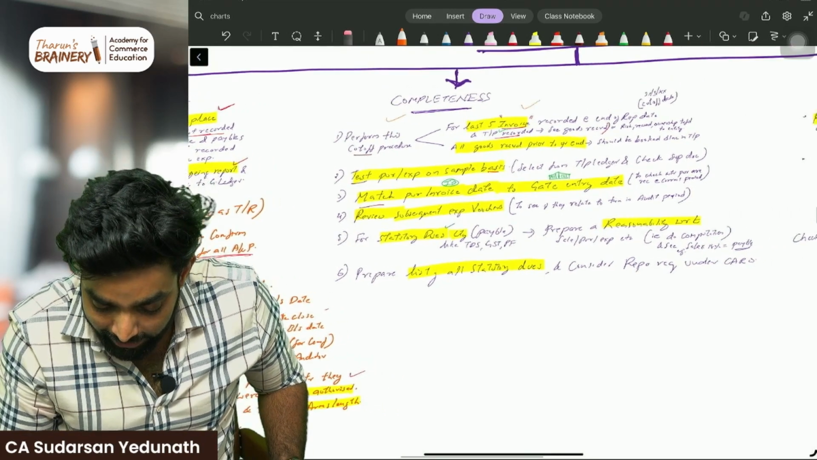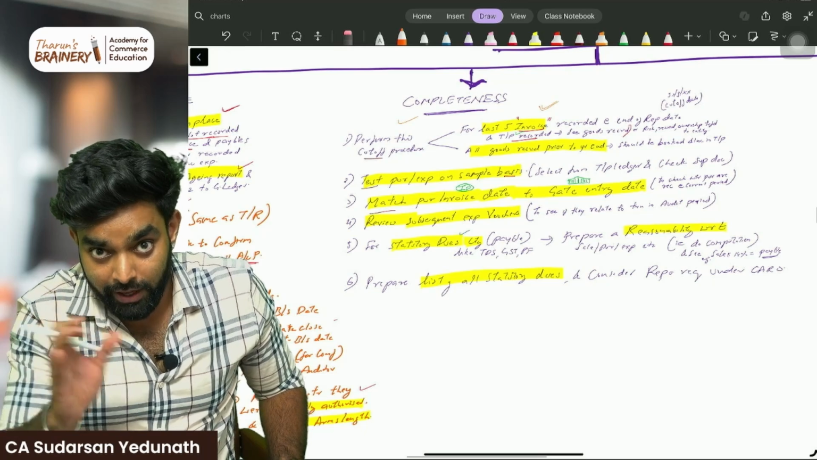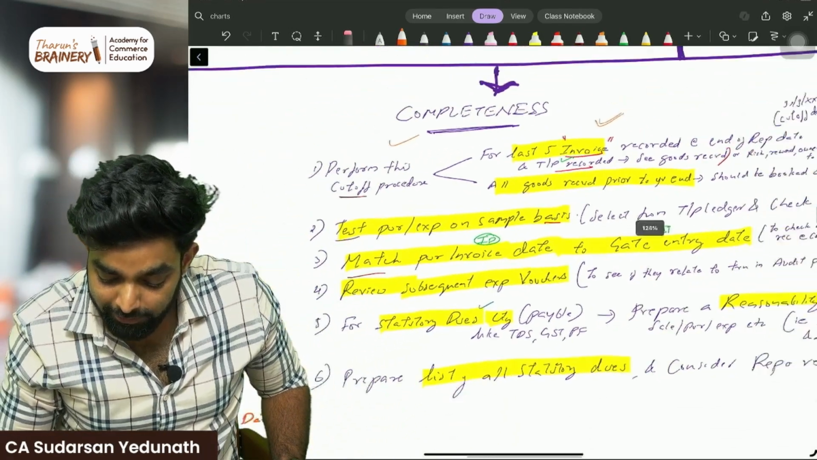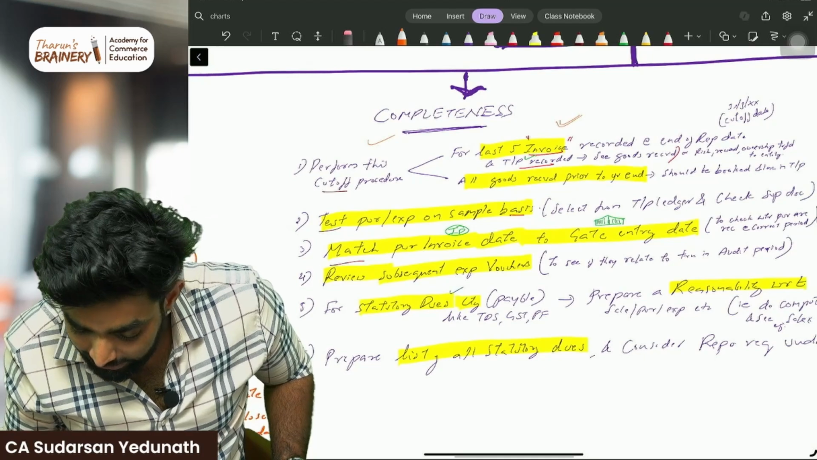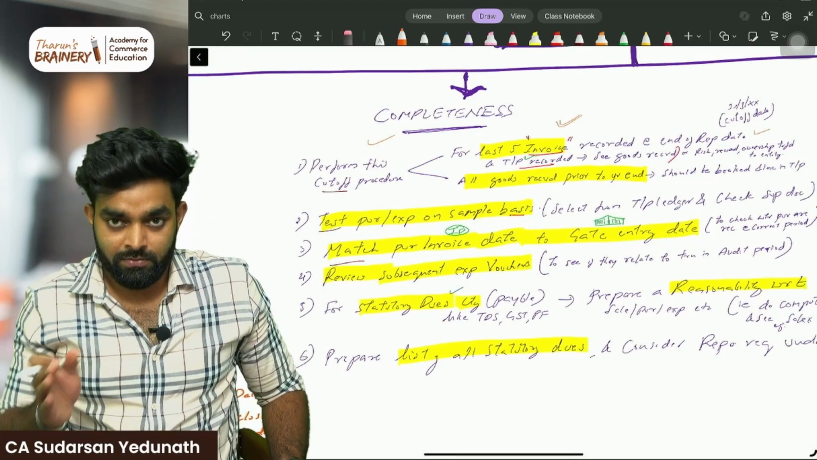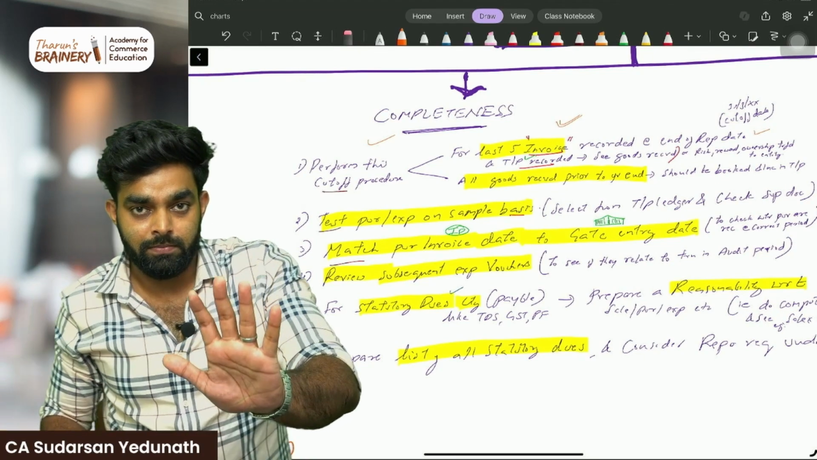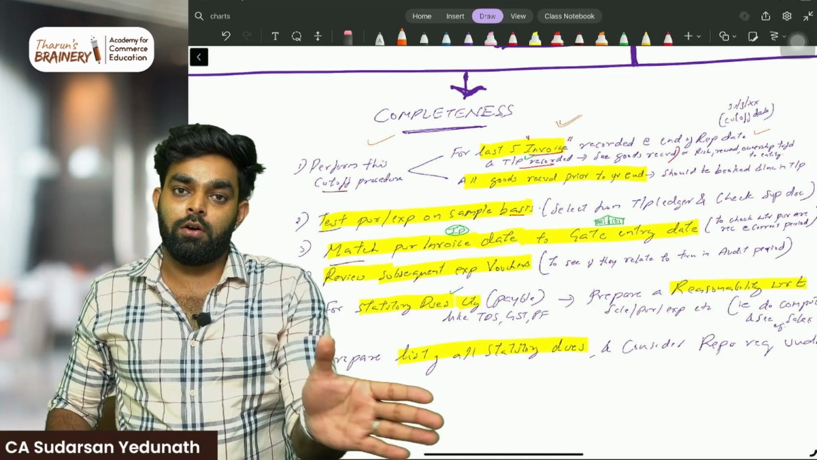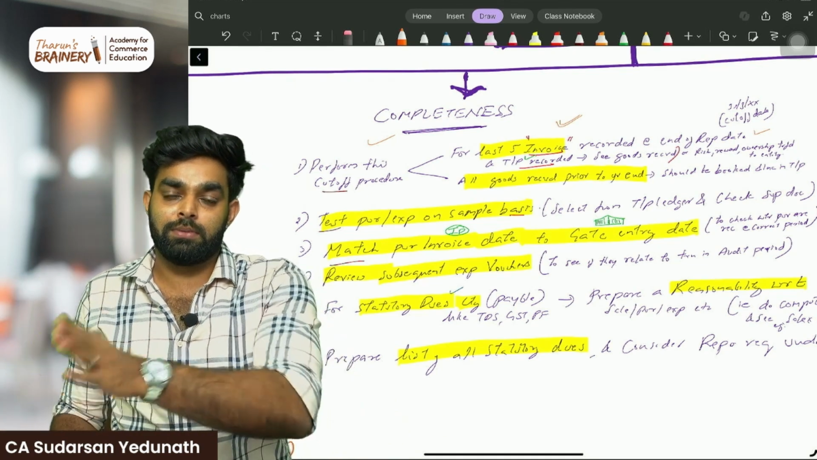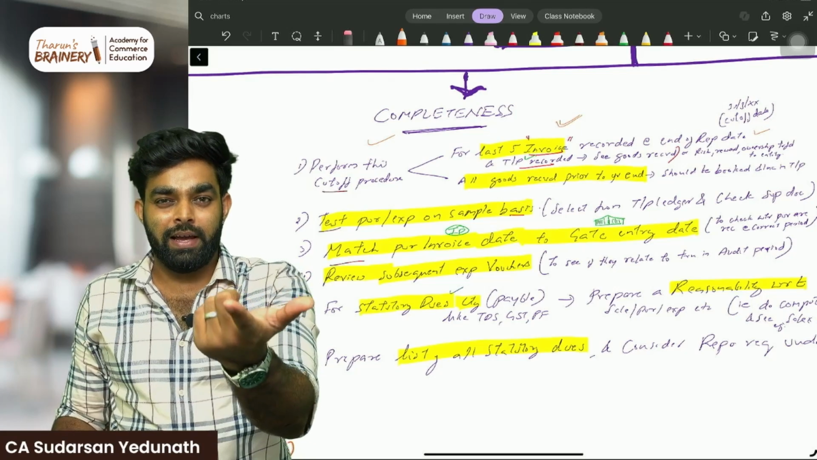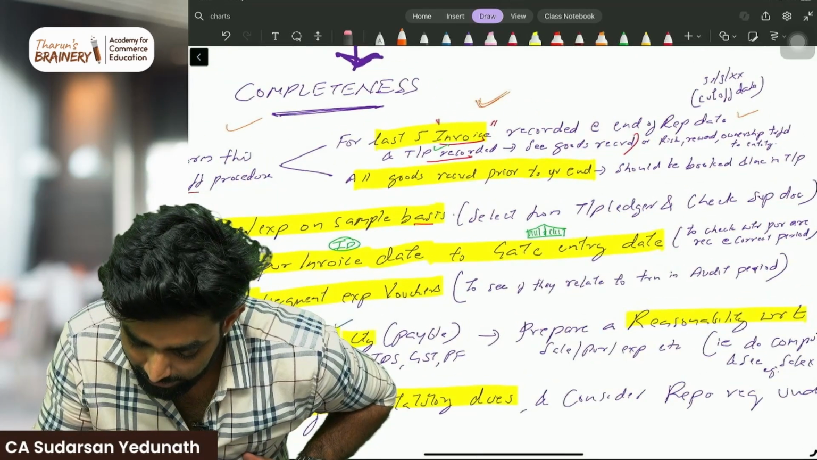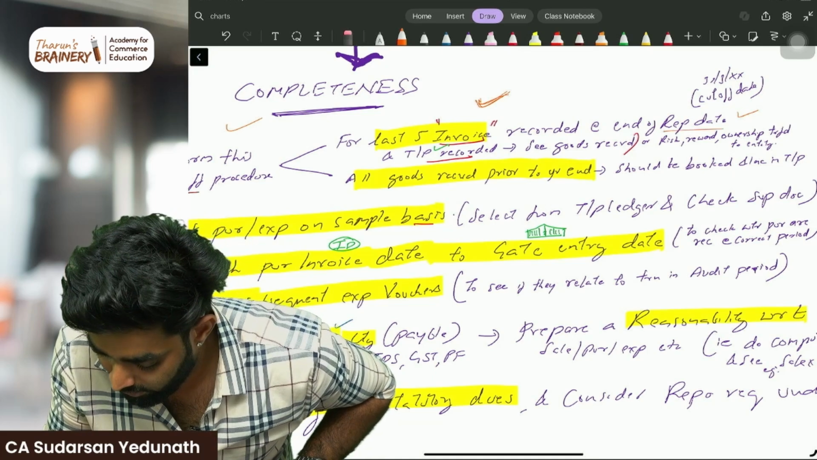For the last 5 invoices, here it is not the last 5 days. There it was the last 5 days. Here it is for the last 5 invoices recorded at the end of the reporting period. Last 5 invoices only. If those 5 invoices were recorded from 25th to 31st March, with only 1 sale per day, then those 5 invoices.